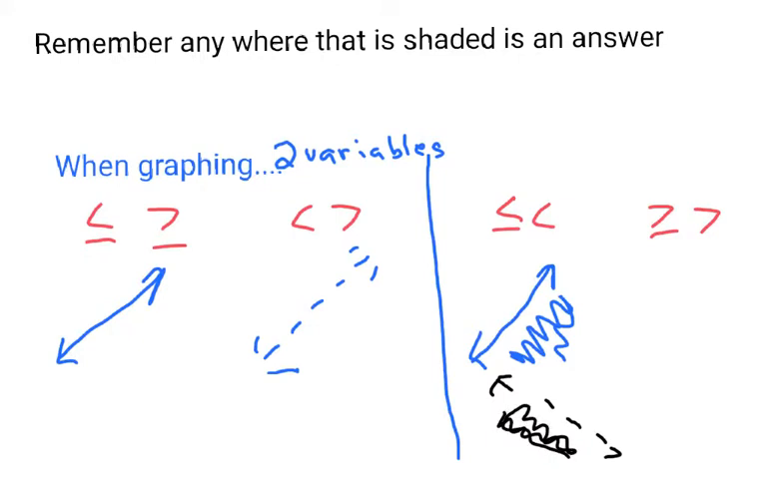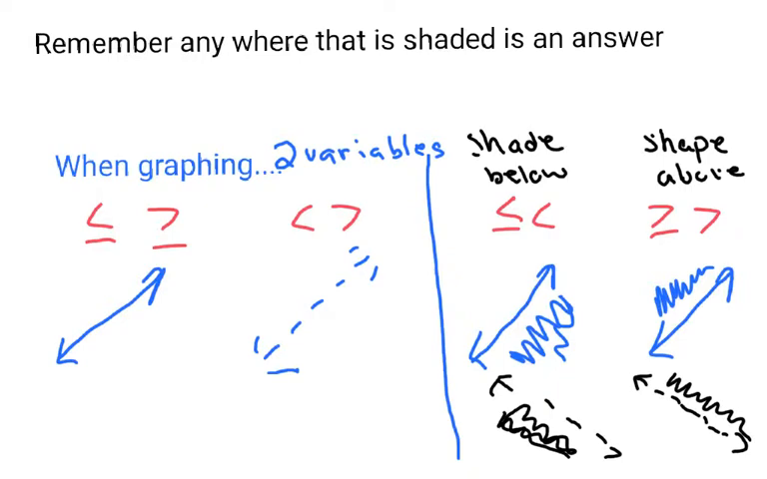And it would be the opposite for the greater than symbol. Whether it's a greater than or equal to, or a plain greater than, you would shade above. So there are two lines, and if I'm shading above, it's going to be on top of the line. That's going to look like this. So remember, if it's less than of any sort, shade below. If it's greater than of any sort, you shade above.